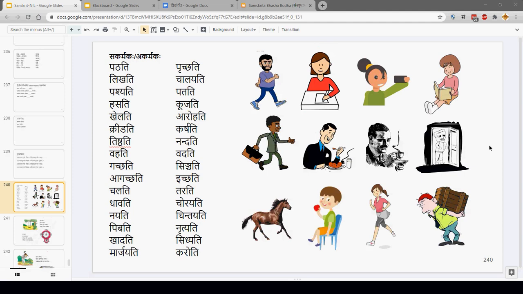Chalati. So now I'm confused. Is it transitive? No, chalati is intransitive. Chalati is just the act of walking. Gacchati is actually going, and there is a certain destination. Here there is no destination. Chalati is just walking. So with gacchati and agacchati there is a destination involved. That's why for the destination we put the second case affix.